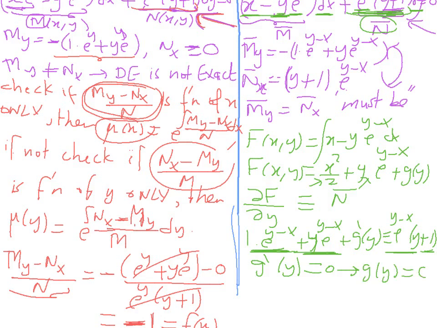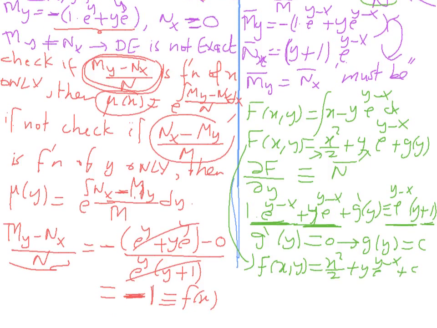So now we can write back our answer, which is f of x y equal to x squared divided by 2 plus y e^(y minus x) plus c. And the final step, we should write the solution as f of x y equal to a constant, so x squared divided by 2 plus y e^(y minus x). No need to write plus c because it will go with the second c on the right hand side.